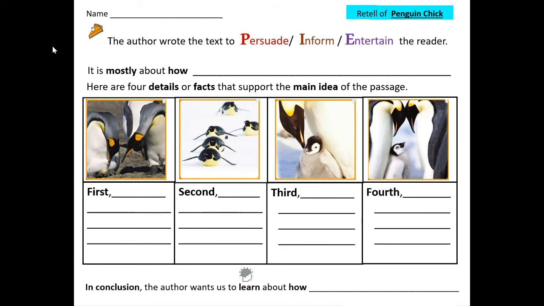So let's review by orally retelling the main idea and important details of Penguin Chick before you write them. This was part of our success criteria. So why did the author write Penguin Chick? The author wrote the text to either persuade, convince the reader maybe that penguins are the best animals in the Antarctic, or inform, give you information about penguins and how they take care of their babies or their chicks?